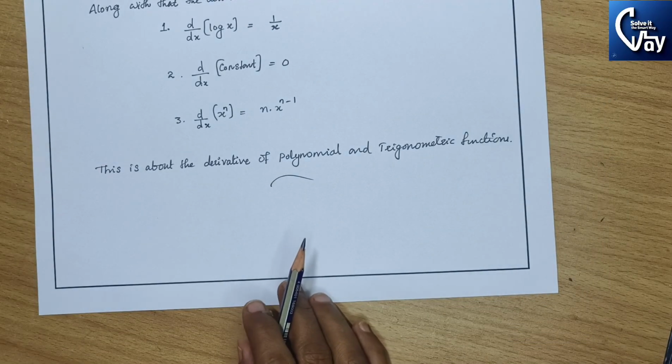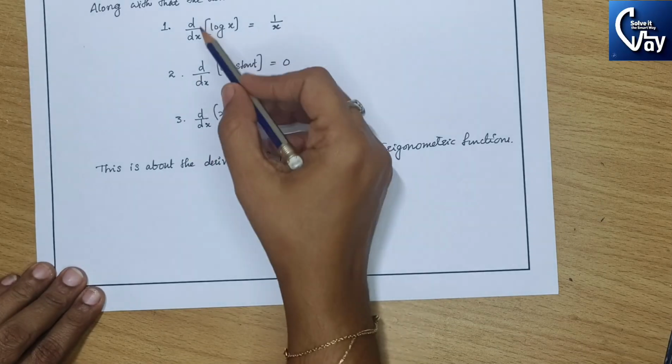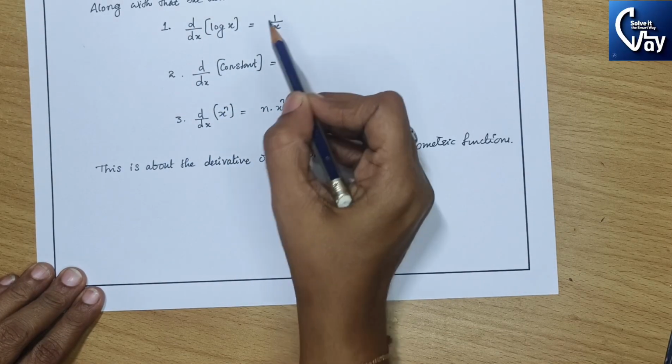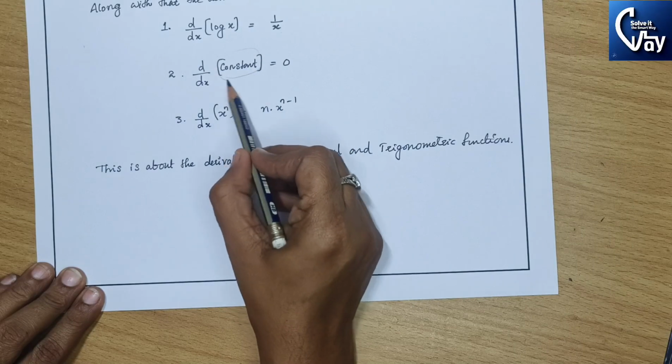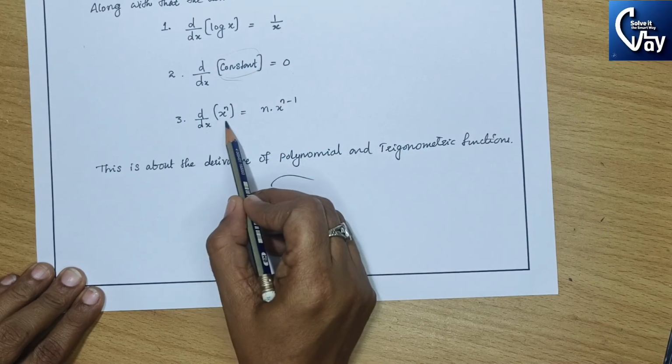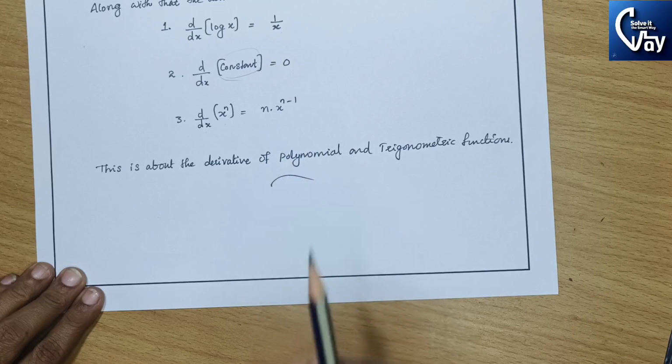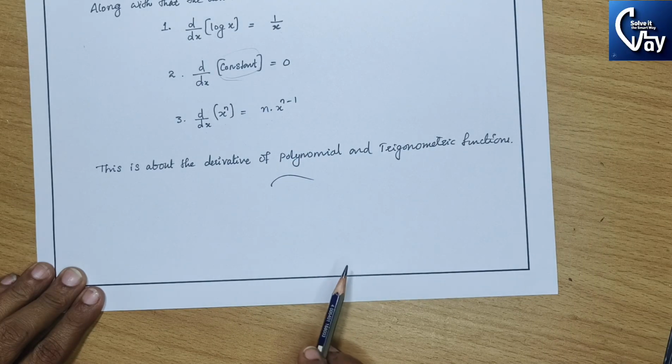Along with that, the derivatives of some other functions are: d by dx of log x equals 1 by x, d by dx of a constant is 0, and d by dx of x raised to n equals n x raised to n minus 1. This is about the derivative of polynomial and trigonometric functions.